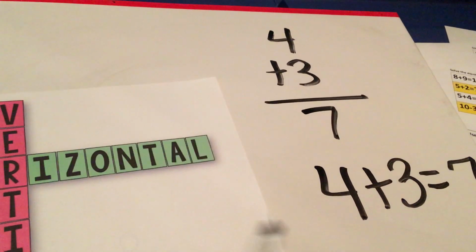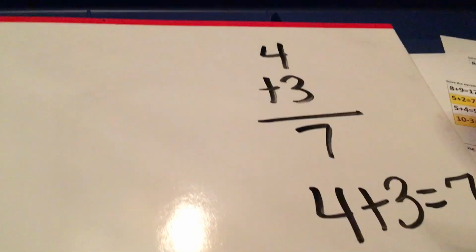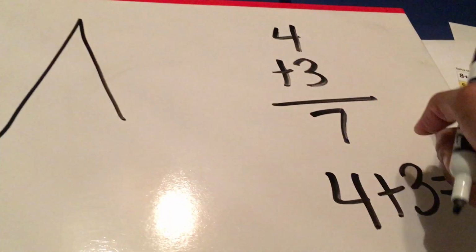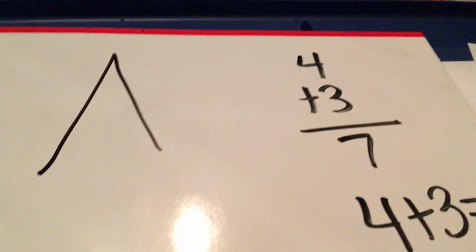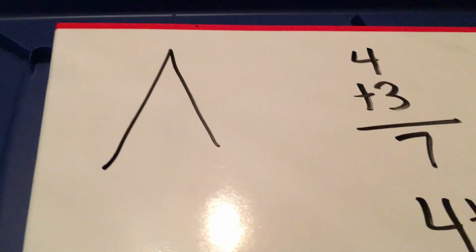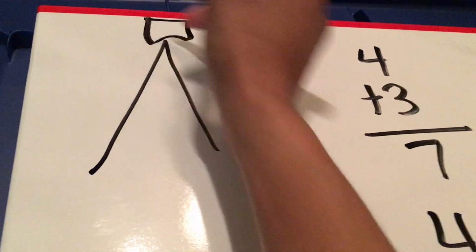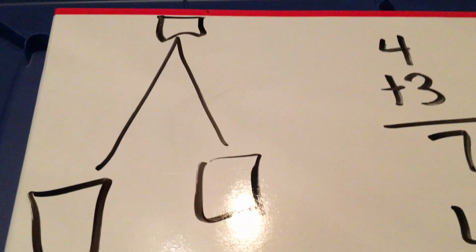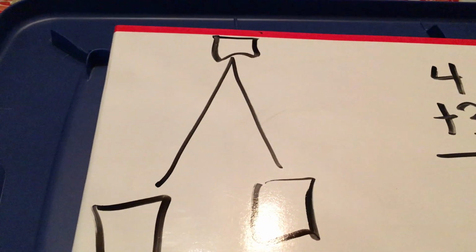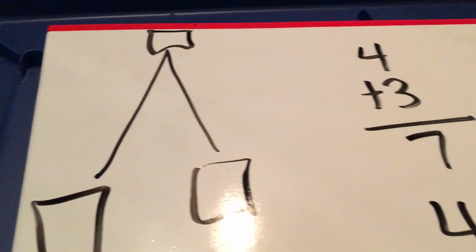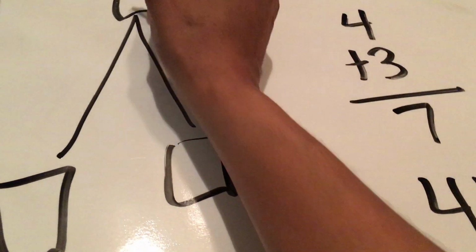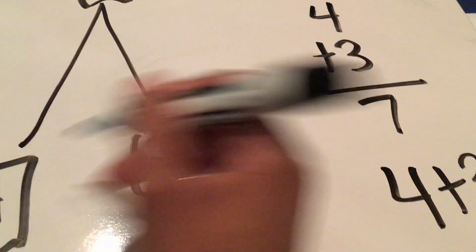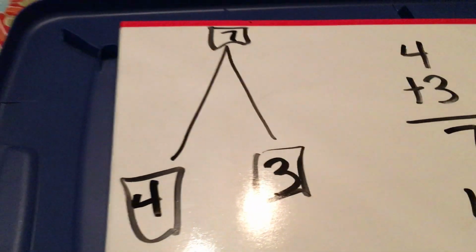Now we're going to look at a math mountain with the same problem. So remember earlier in Unit 1 you learned about math mountains, and you know that you have a total and you have 2 parts. Okay, so the total always goes at the top. So the total for this is 7, and my 2 parts are 4 and 3.